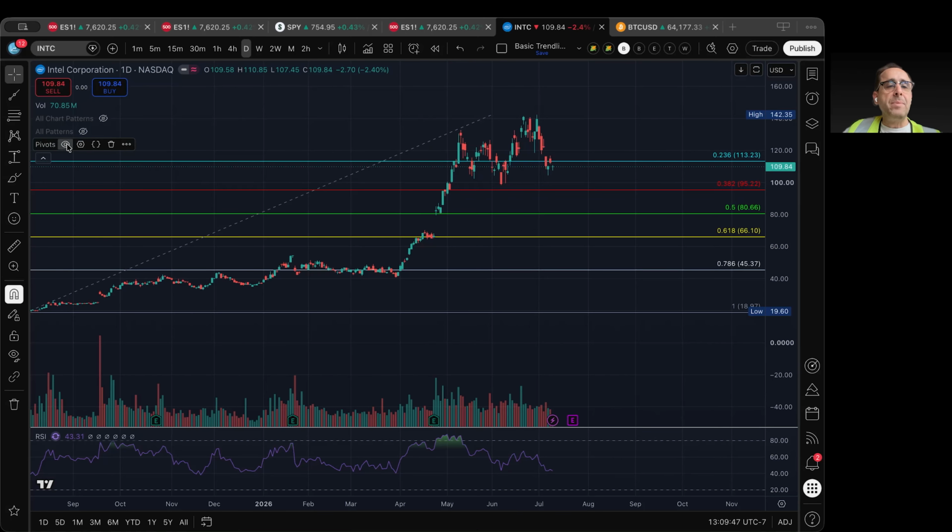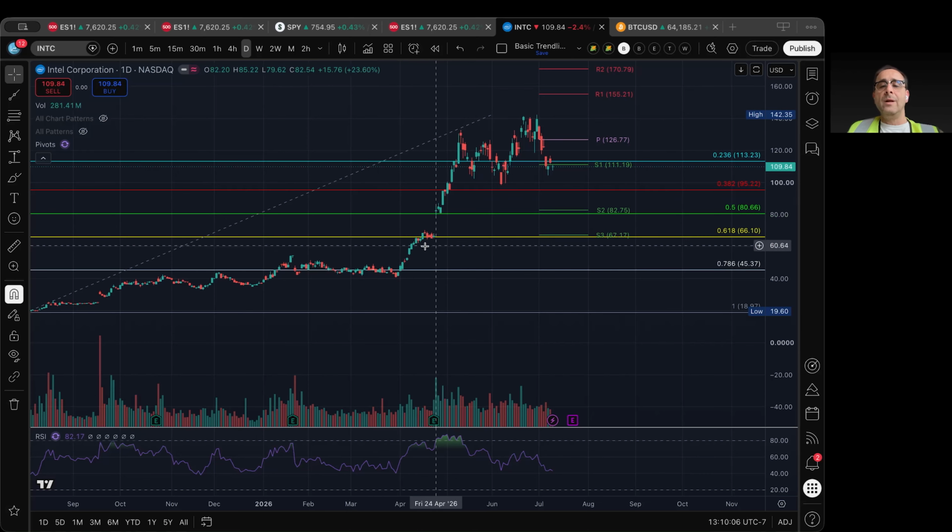And then let's put on the pivots. And then look at that. You got an S3 right there, $1 above the 618. So 1, 2, price action here. I would consider this triple confluence, right? So yeah, you could get a bounce off the 382, the S2, the 05.